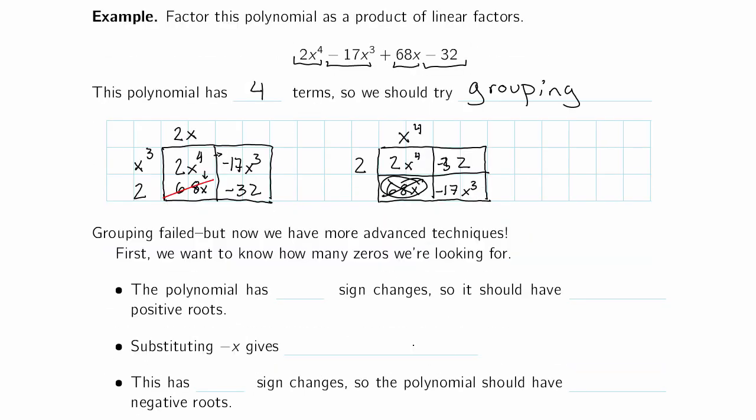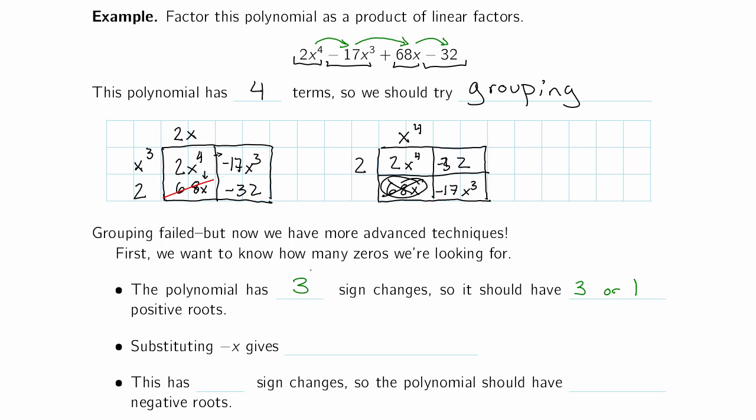So our first step is to apply Descartes' rule of signs. Looking at our original polynomial, we have 1, 2, 3 sign changes, which means that we'll have 3 or 1 positive real root.